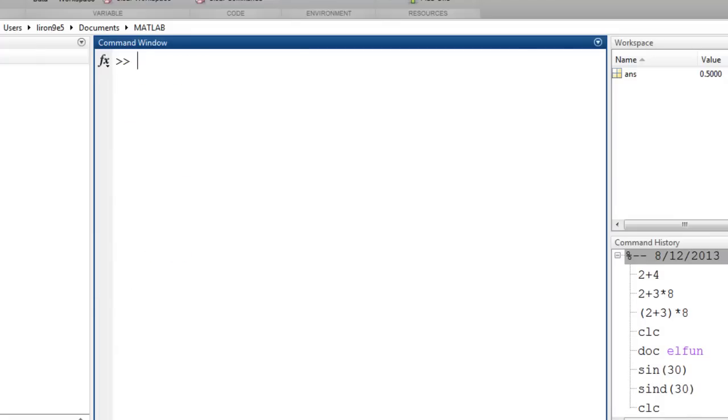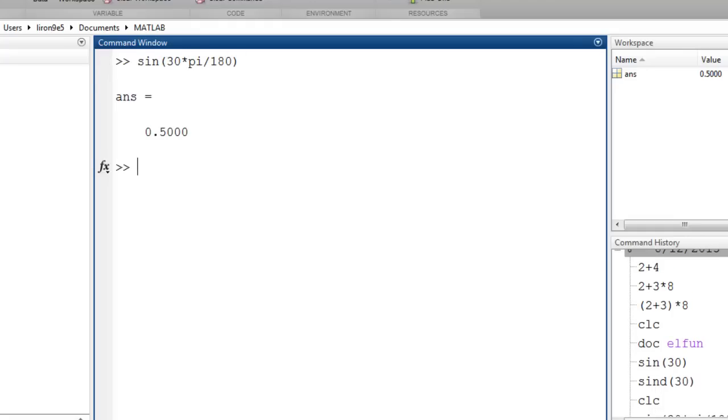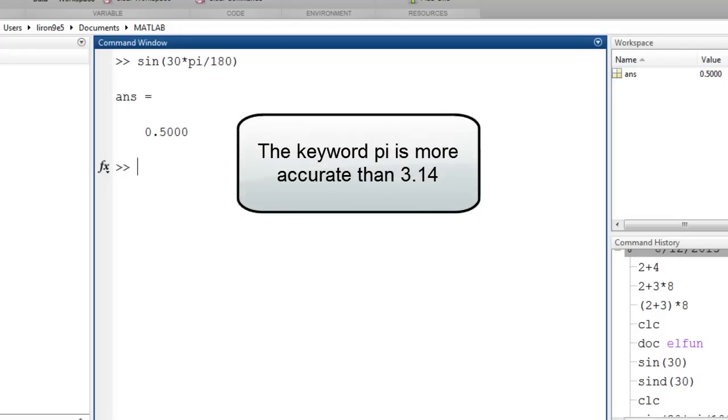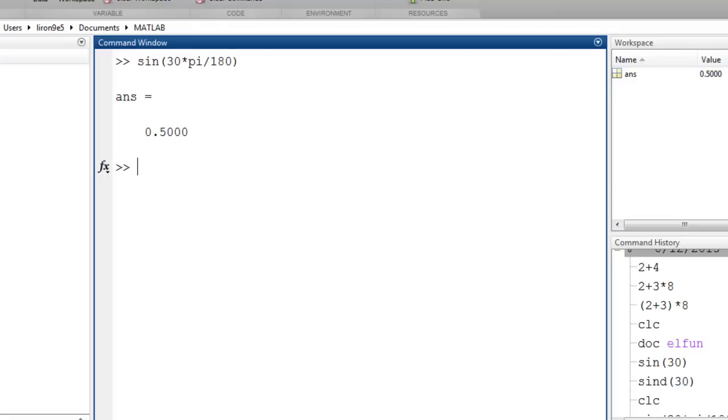However, if we didn't know that function existed, there's another option that we have. How would you convert 30 degrees to radians, since MATLAB needs radians? 30 degrees times pi over 180 would convert it to radians. And in that case, we get half. This also shows you that pi is a keyword. We don't type 3.14159. It wouldn't be as precise. So always type pi instead of its value. It is a known keyword.